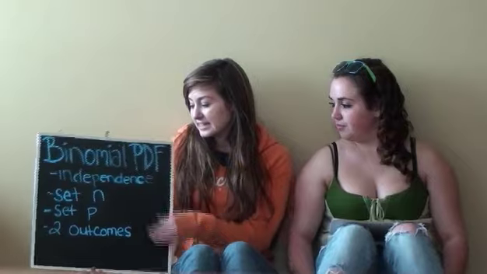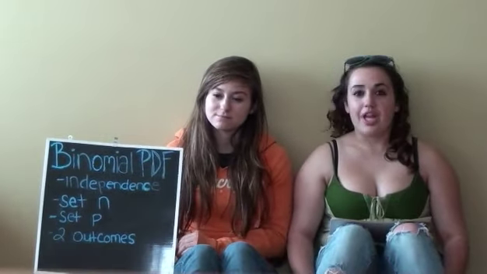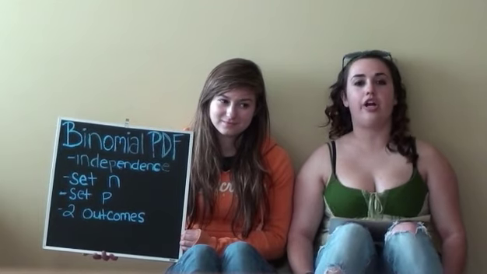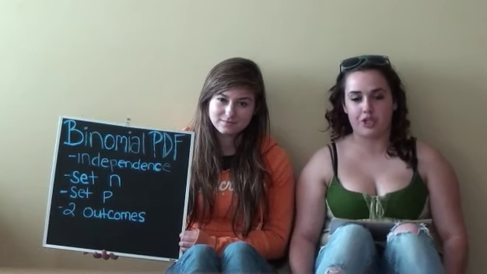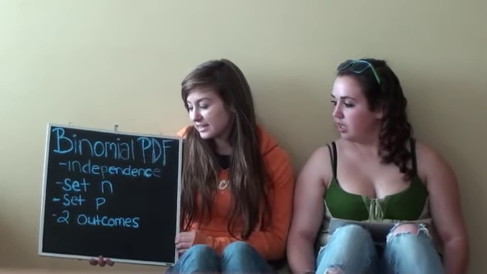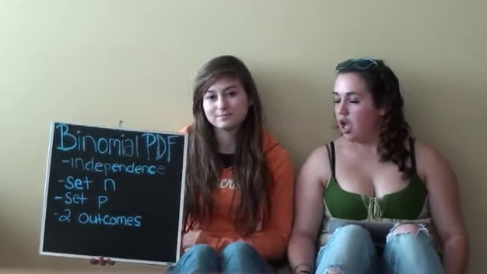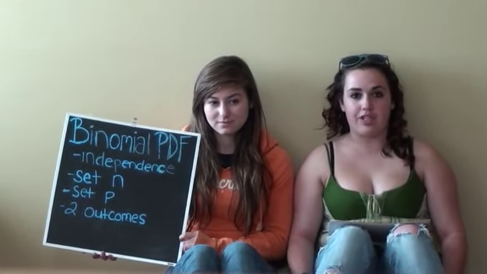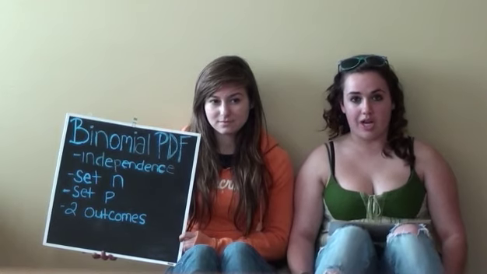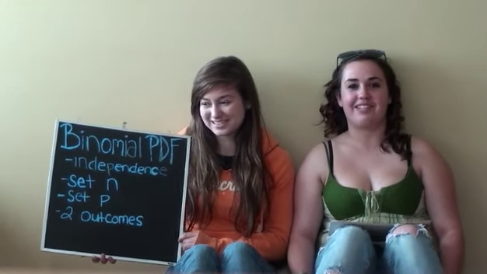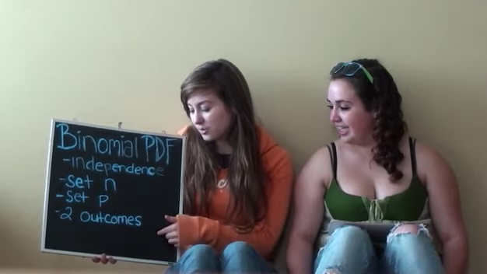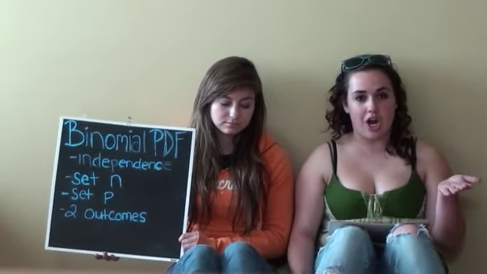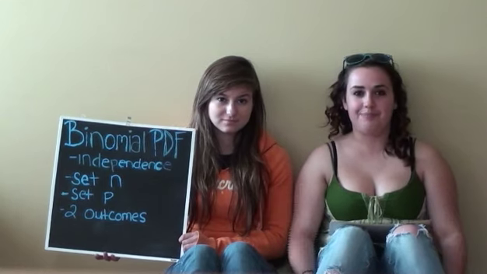The second check is a set n, or sample size. In our case, set n would be 10 because in our equation, 10 people came through the sobriety check. The third check is a set p, or probability. We stated that 10% of all drivers that came through would be drunk, setting our probability. The fourth check is 2 outcomes, success or failure. Our success and failure are either intoxicated or completely sober.